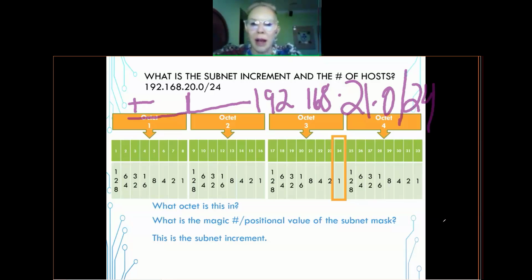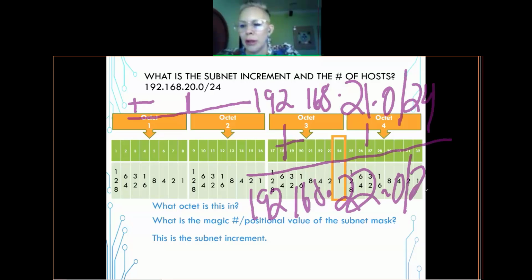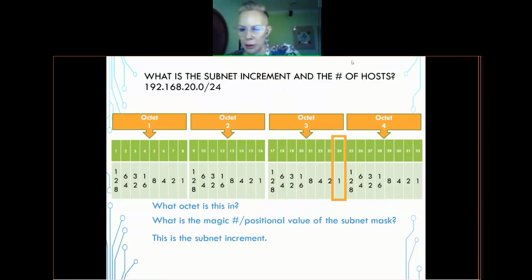Right, so I would have to add 1 in the 3rd octet. So then I would have 192.168.22.0/24, and so on and so on and so on.